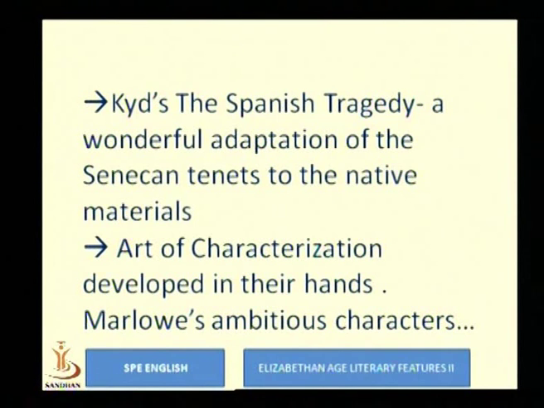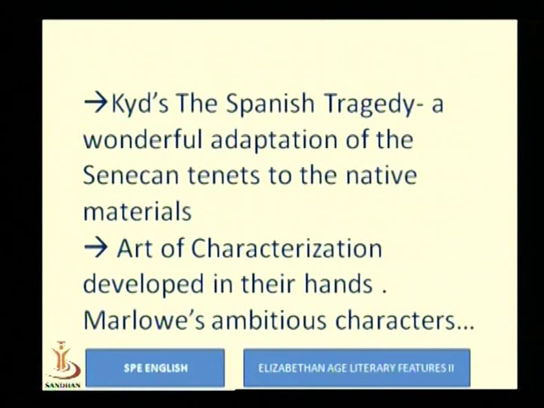The art of characterization is also developed to a great extent. It's one of the features of this Elizabethan age, because these different writers who experimented with this form definitely saw to it that they gave finesse to the art of characterization. They brought about certain changes in the characters. Different kinds of characters were portrayed through their plays.